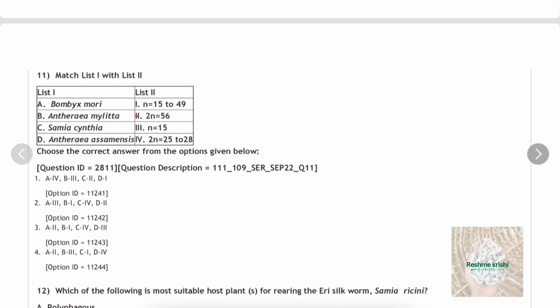Bombyx mori. Okay, this is a chromosome-based question. It is also very easy. We all know Bombyx mori will have 2n = 56. Okay, A2, where the A2 is there. See, these two options you need to strike out.